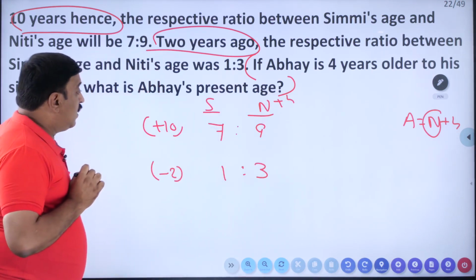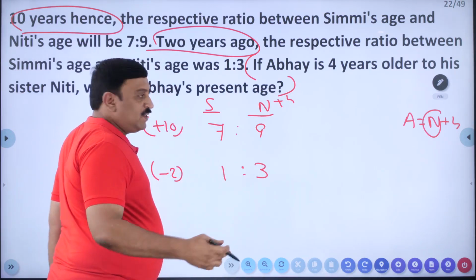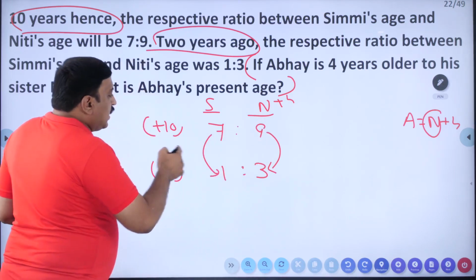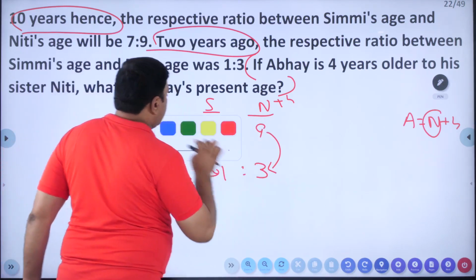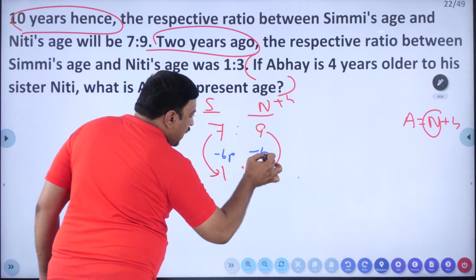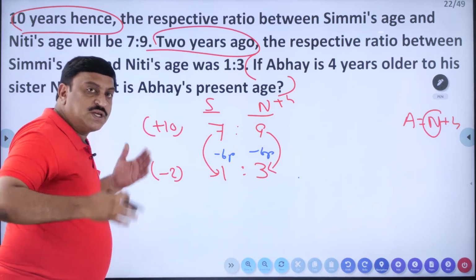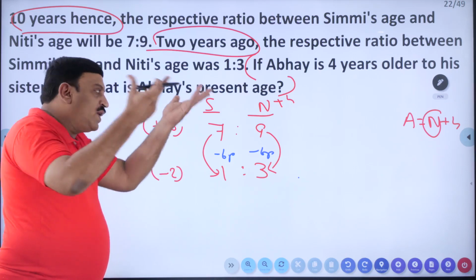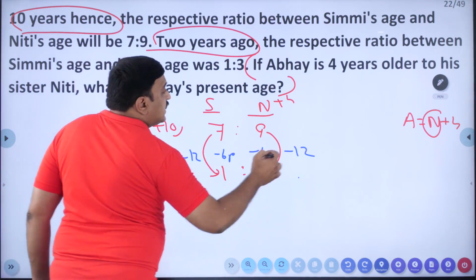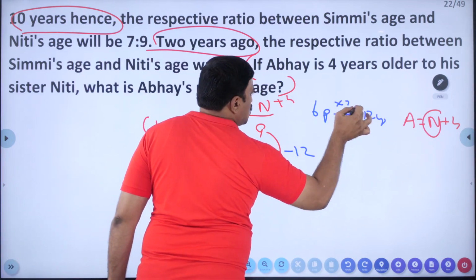Okay, then balancing. Two parts balanced over, so the difference is how many? Inside the ratio, how much is it? 6 parts. But what about +10 and -2? How much is the difference? Add them and say 10 + 2, that is 12 years. So it is 12 years back. This is also 12 years back. So 6 parts is equivalent to 12 years, so 6 into 2, that is 12.